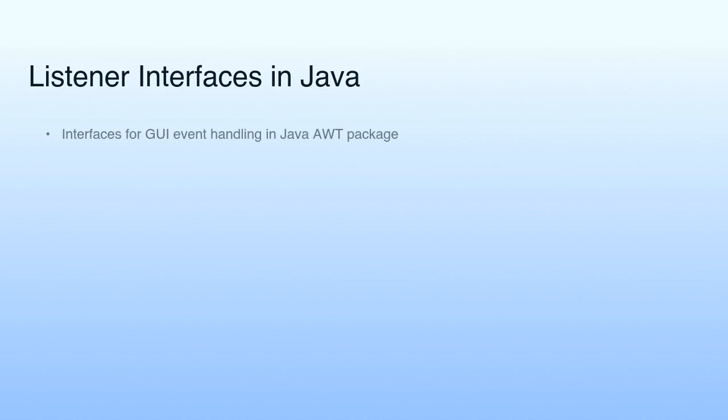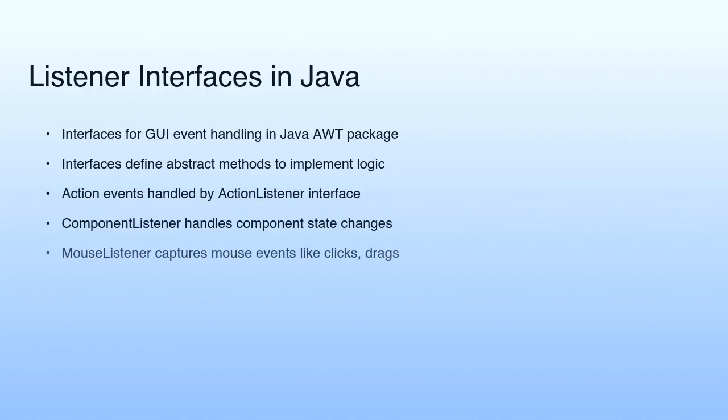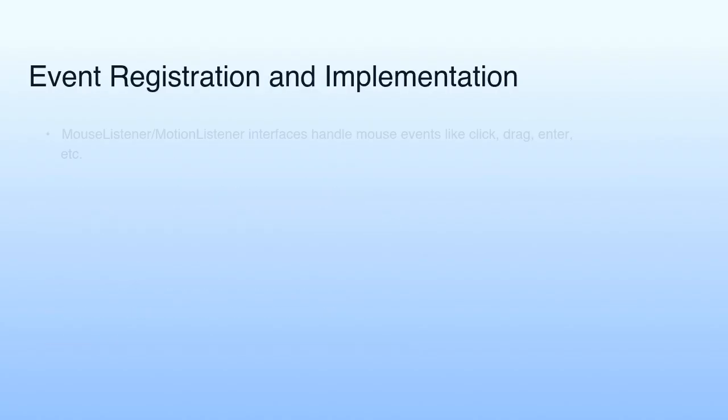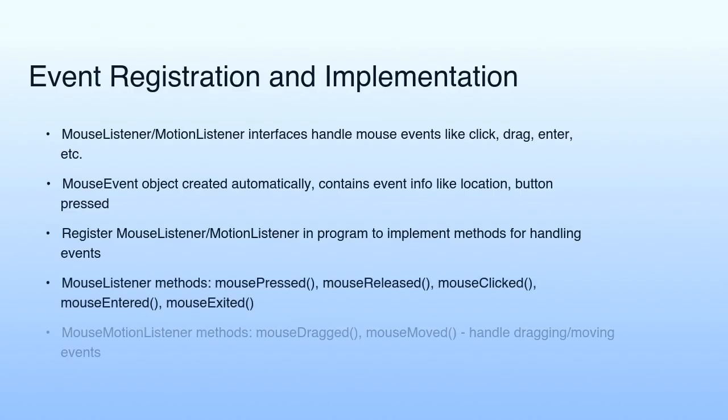Java provides listener interfaces like action listener or component listener that define abstract methods to implement the logic for handling various GUI events. For instance, the mouse listener and motion listener interfaces handle mouse events like clicks, drags, and movements, automatically creating mouse event objects with relevant information.